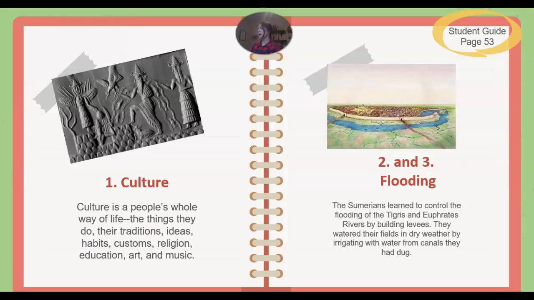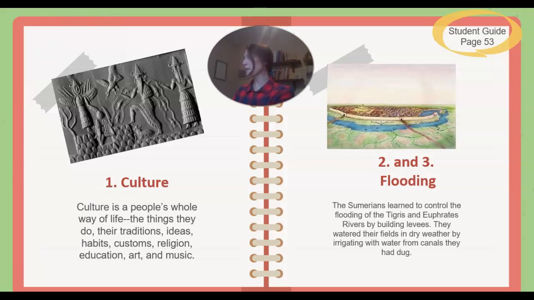If you look in your student guide, this is a little different than the setup that you've had in the past, but there are reading guide questions. So these slides go right along with these questions, so you can follow along as I'm reading and write in the answers. So number 1, culture. Culture is a people's whole way of life. The things they do, their traditions, ideas, habits, customs, religion, education, art, and music.